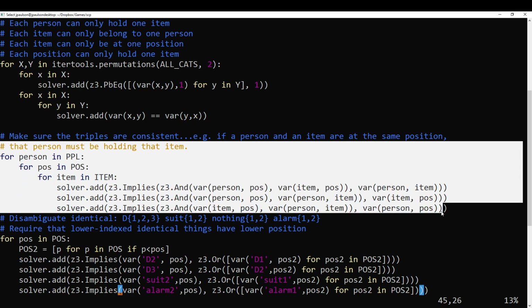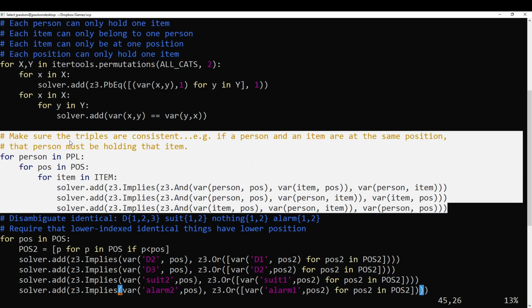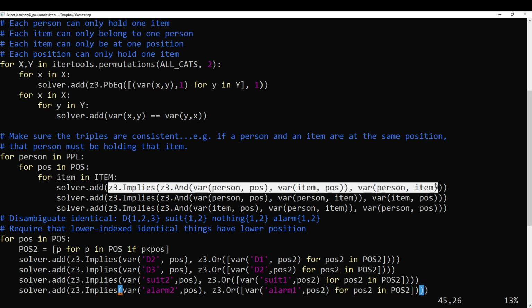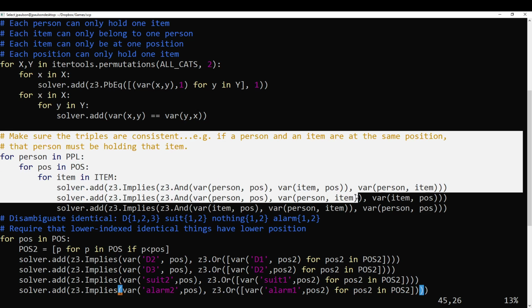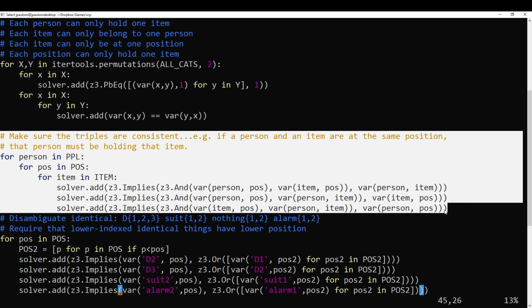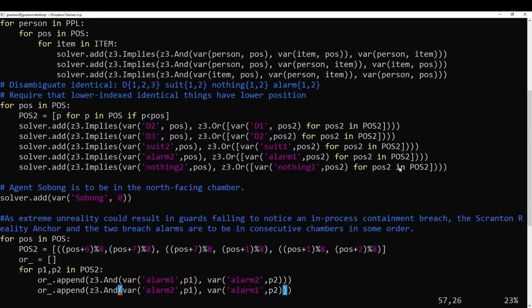So the other kind of thing that we have to say is, I mentioned that this is redundant information, and so we should say that, right? So that's what these lines are doing. If you have a person at a position and an item at a position, then it must be the case the person has the item. Similarly, if you have a person at a position and a person has an item, then the item has to be at that position. If you have an item at a position and a person with that item, then the person has to be at the same position. So this is enforcing the redundancy that we said, right? That these things have to logically line up.